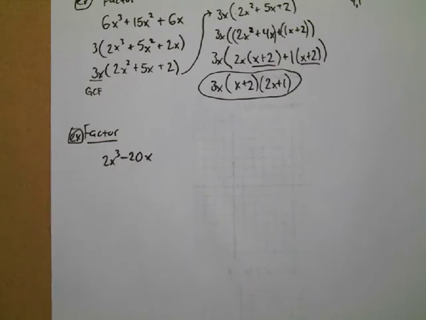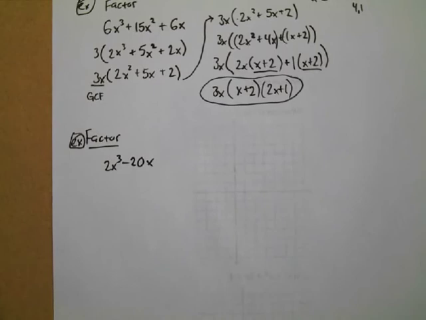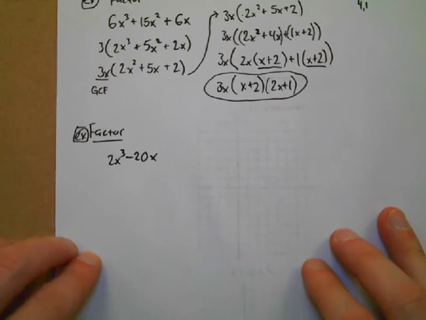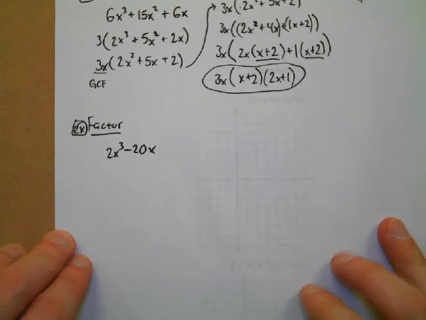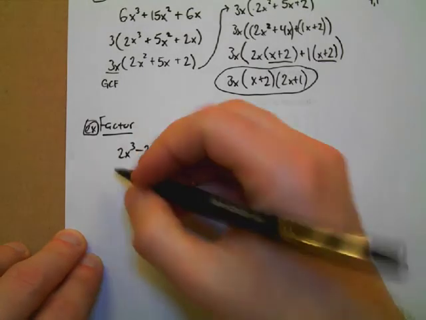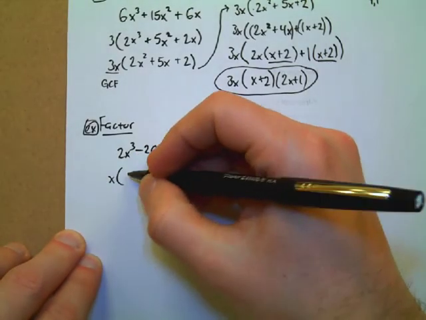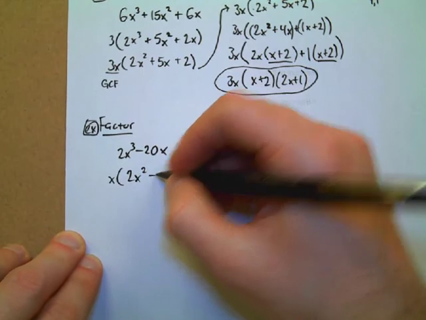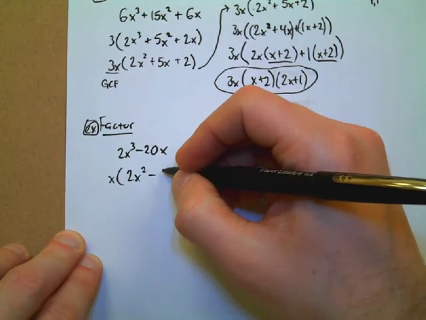All right. So Phoenix, can you help us out there? What can we take out from both of these terms? Okay, so we can take out an x. That's right. So we'll have 2x to the what? Second, and then minus what? 20. Very good. Yep, just like that.